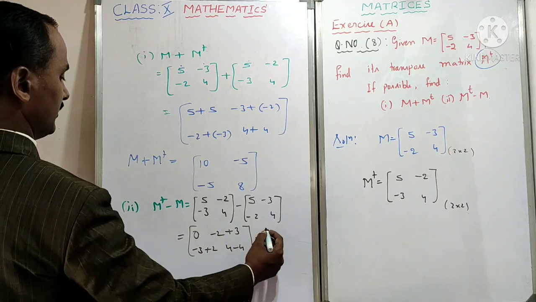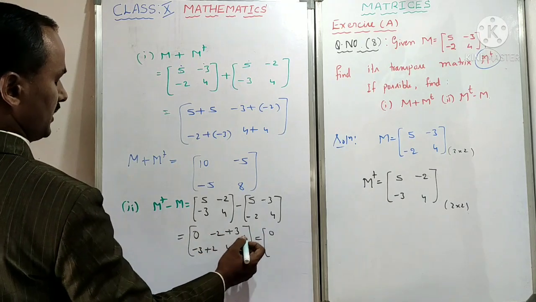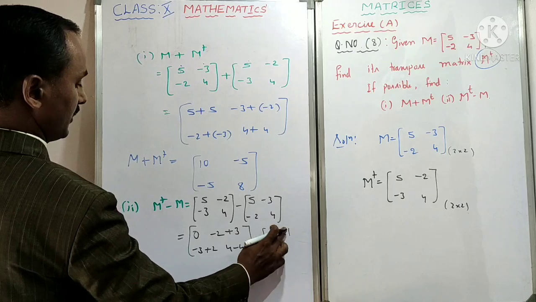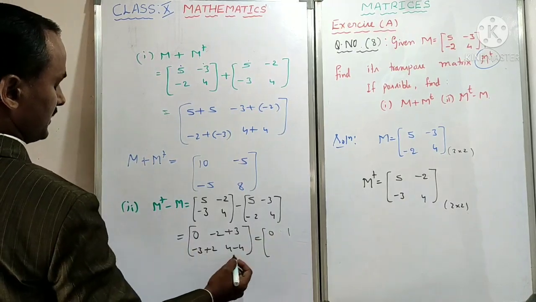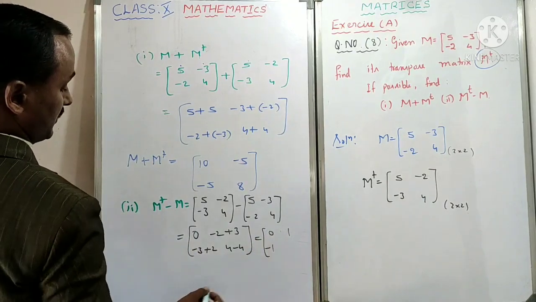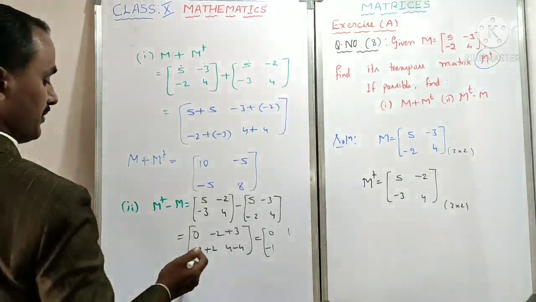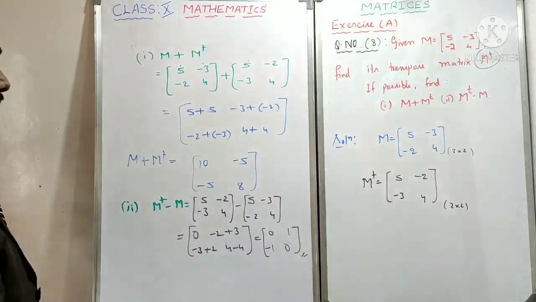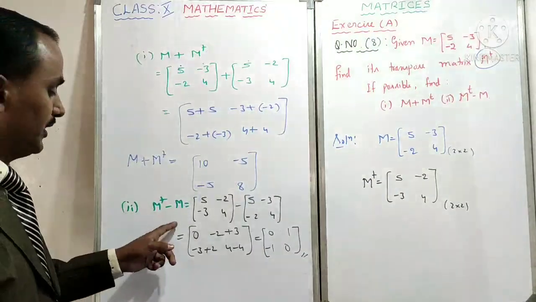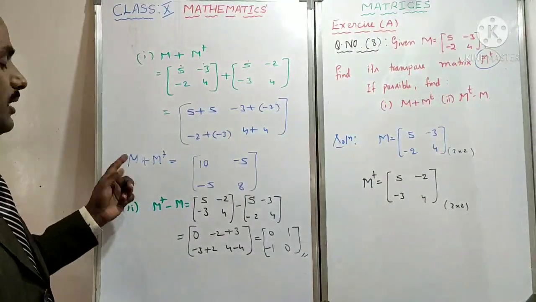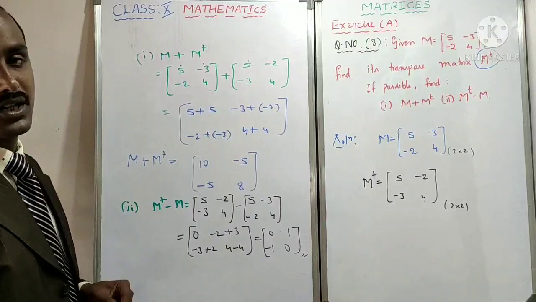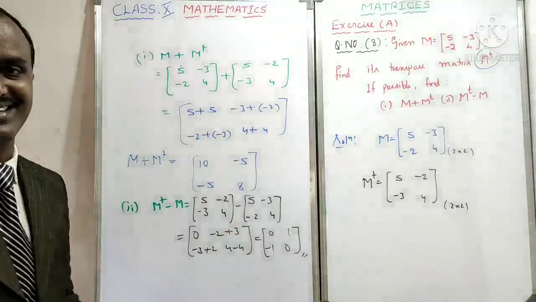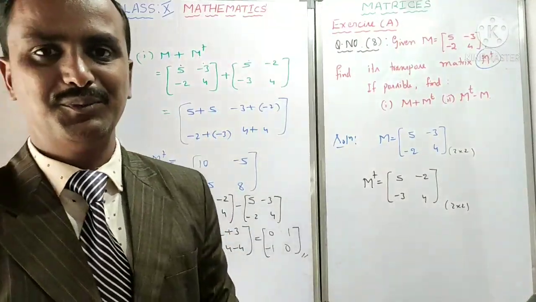Finally we are getting 0. -2 plus 3 became plus 1. I don't want the plus sign. -3 plus 2 became -1. Where minus will come, we will write it compulsorily. 4 minus 4 became 0. This is the answer of transpose of matrix M minus matrix M. This is the addition of matrix M with the transpose of the matrix. That is the result matrix. Easy, is it? I'll go to one more.